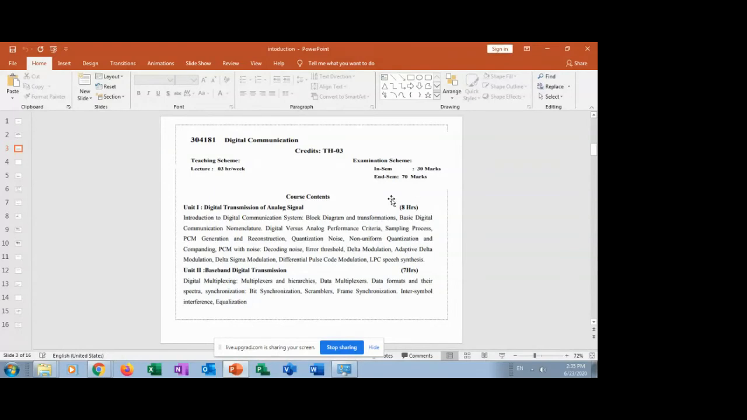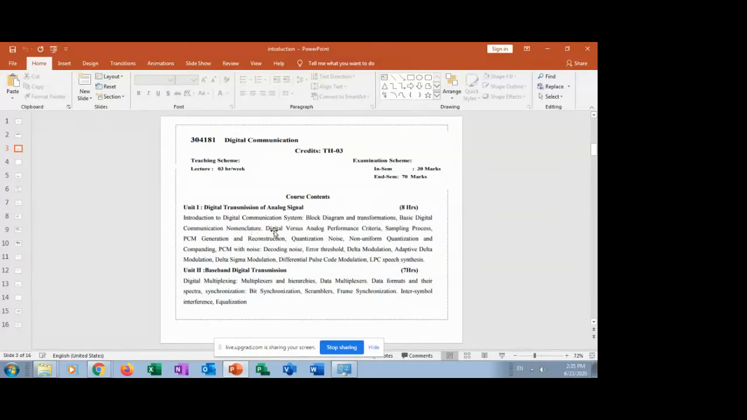The first unit is digital transmission of analog signal. As I said, first of all we will deal with how to convert the analog information, because we know information comes in different formats. Whatever information is in analog format, we have to convert into digital format first. In the first unit we will study in detail how to convert analog information into digital information. This concept of analog to digital conversion, we studied in the last unit of analog communication last semester.